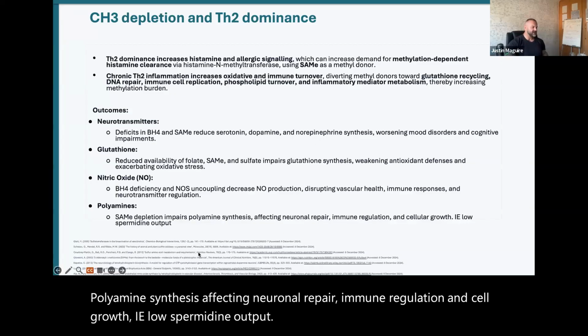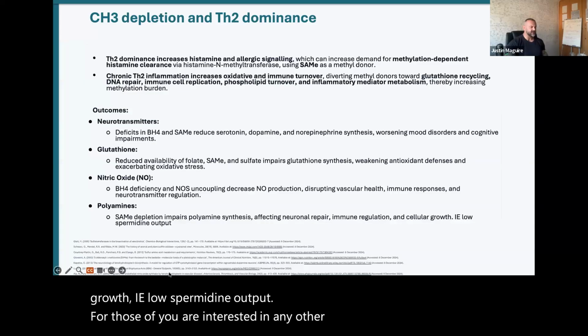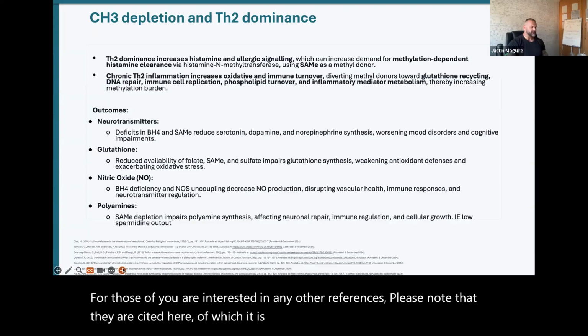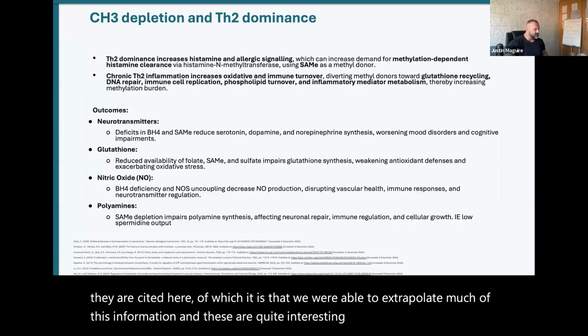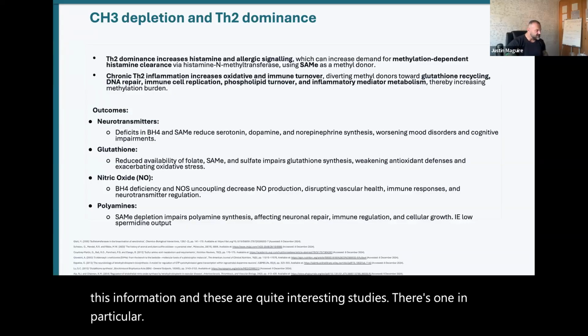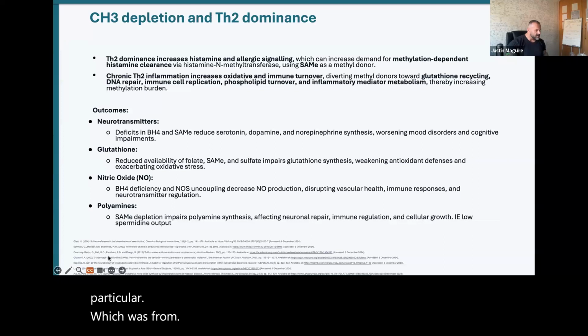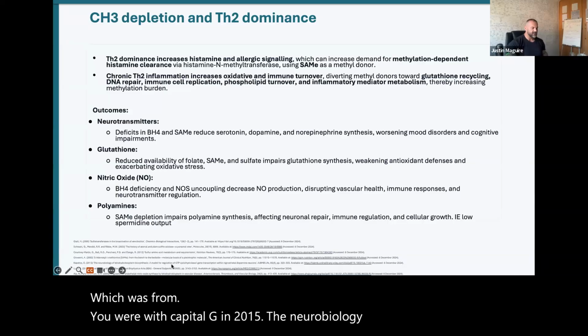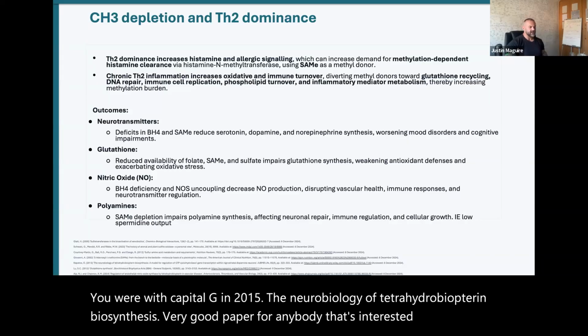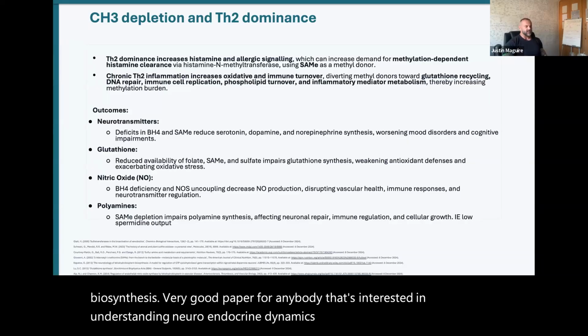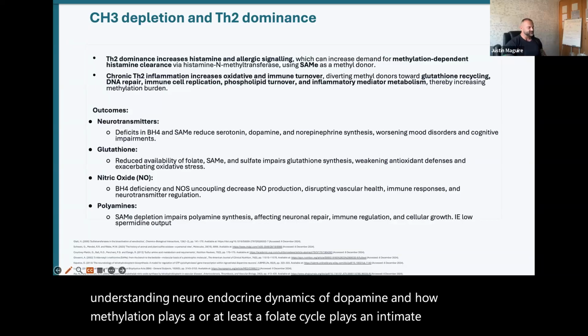For those of you who are interested in any of the references, please note that they are cited here, from which we were able to extrapolate much of this information. These are quite interesting studies. There's one in particular from Kapatos G in 2013, the neurobiology of tetrahydrobiopterin biosynthesis. Very good paper for anybody interested in understanding neuroendocrine dynamics of dopamine and how methylation, or at least the folate cycle, plays an intimate role in its expression.